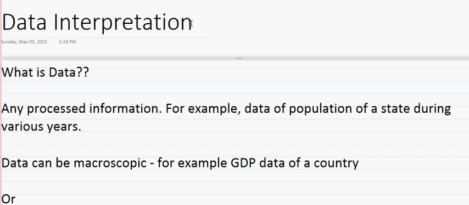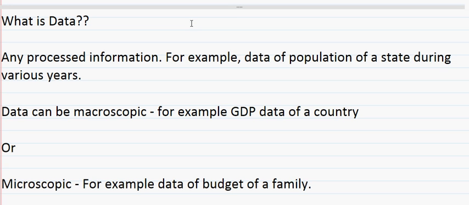So data can be macroscopic, as it can present a larger picture, for example a picture of India or picture of population of, let's say, world, right? So that's macroscopic data. Or it can be as small as budget of a family, right? So it's data nevertheless, and we have to interpret that data as well, right? So data can be microscopic, it can be macroscopic, it can present a very large picture, or it can present a very small picture as well, right?